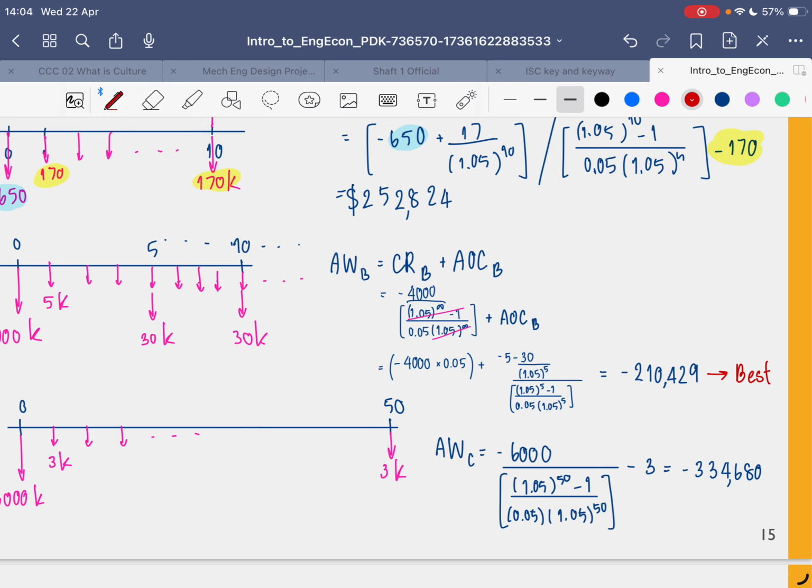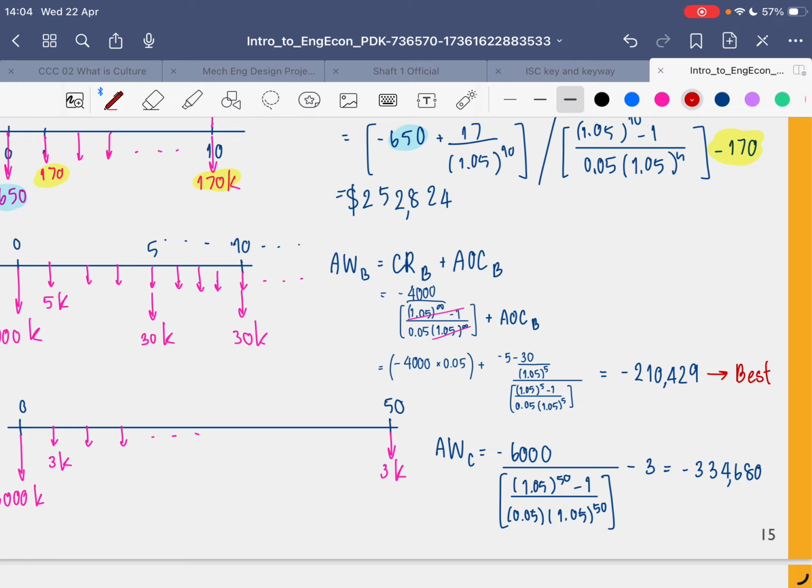So to wrap up, annual worth analysis is better than present value analysis because it's easier to calculate and it's easier to communicate. I think the concept that will follow this is going to be relatively easy and short compared to the ones that we have discussed so far.